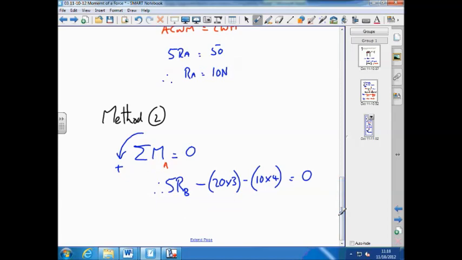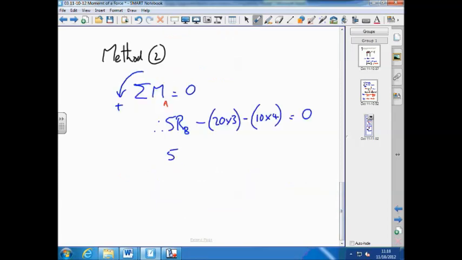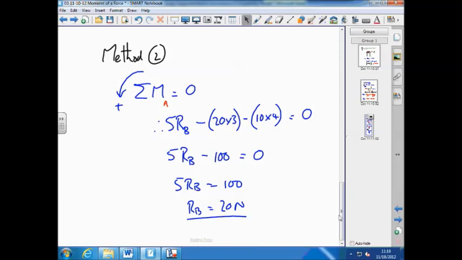So then I'd say 5RB minus 60 minus 40 is minus 100 equals 0. And then I've got a little equation to solve, and I'd actually end up adding 100 to both sides to say that 5RB equals 100 and RB is 20 newtons. So in other words, I'll end up with exactly the same answer. I've just used a different approach to the problem by saying that the sum of the moments equals 0.